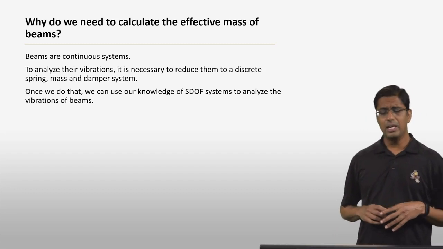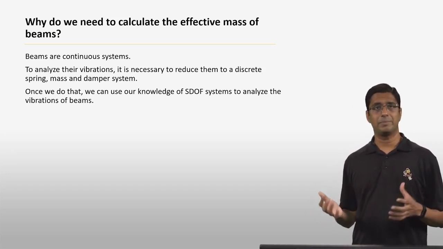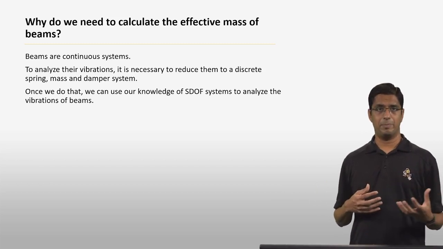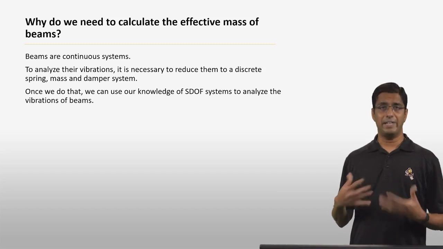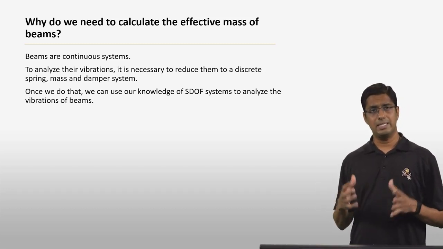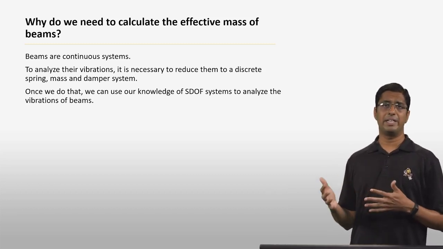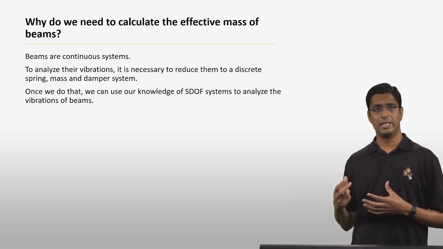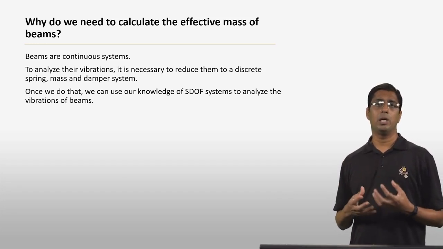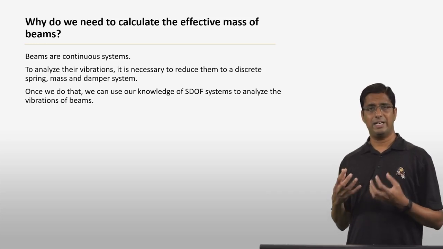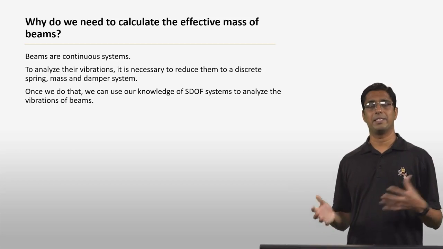Okay, so now let's again recapitulate why we want to calculate the effective mass. Again, this is something that we have discussed before. The first important thing is that beams are continuous systems. Essentially, you can think of them as infinite degree of freedom systems. But in some cases, under some assumptions, you can reduce this infinite degree of freedom system to a single degree of freedom system. And to do that, you have to find out the effective stiffness and effective mass of the system. And that is the reason why we are trying to find out the effective mass and effective stiffness.